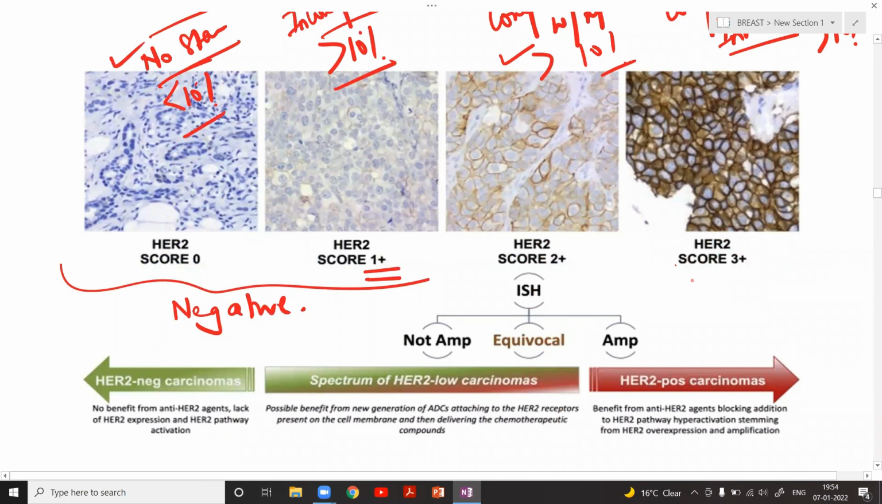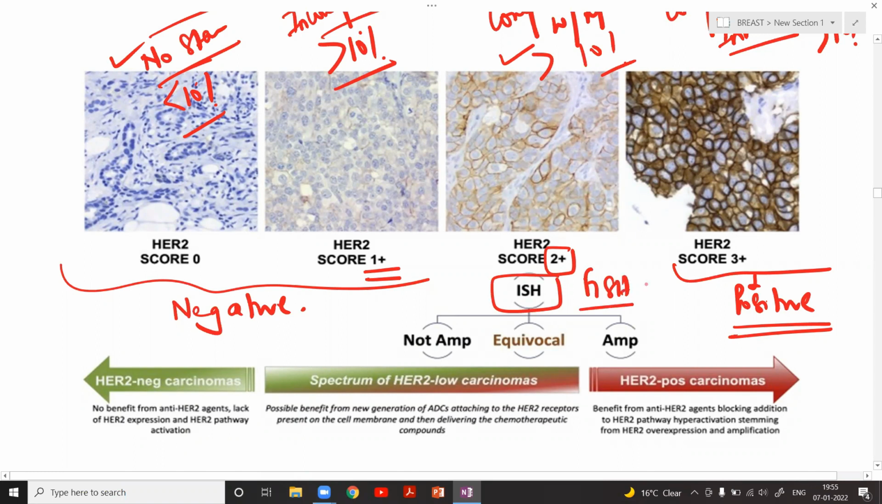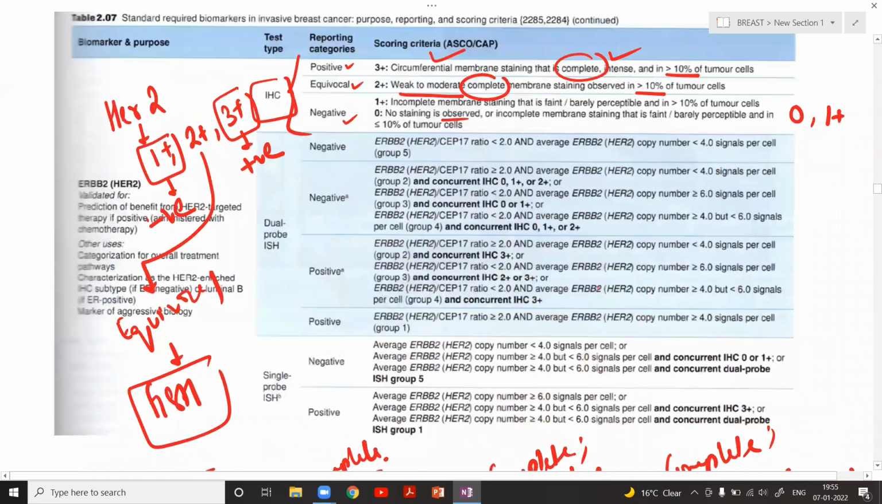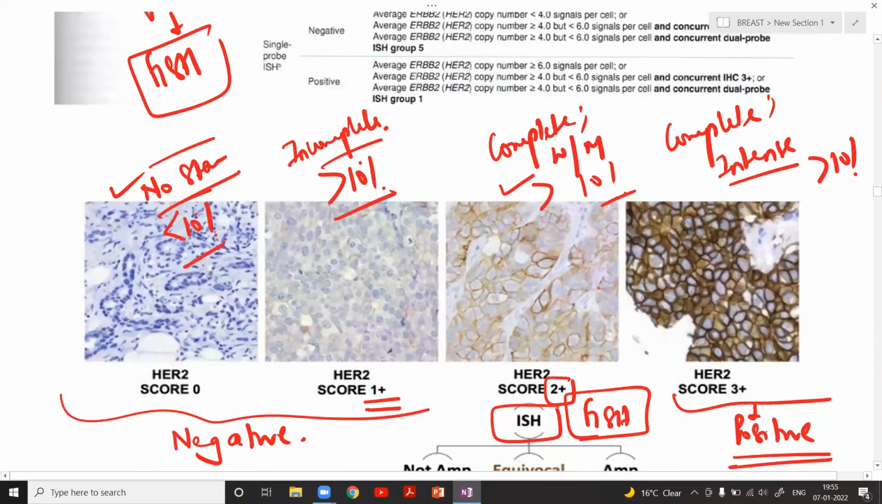If the score comes out to be 3, it is taken as positive, and the patient is given trastuzumab therapy. But if the score has come out to be 2, you cannot give a clear-cut answer. You have to advise ISH or FISH, that is fluorescent in situ hybridization, or any other in situ hybridization test. It is taken as equivocal. So this is how you will interpret HER2. Is it clear to everyone about the HER2 scoring?